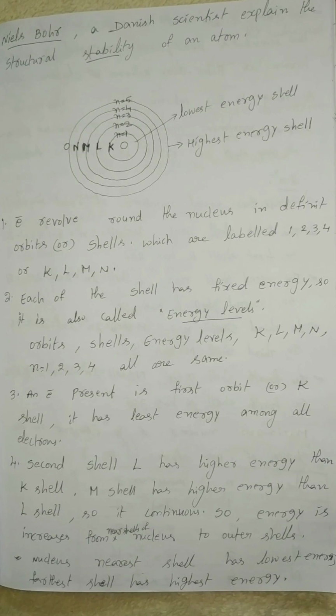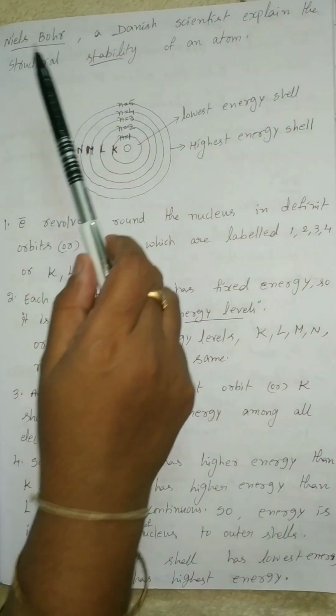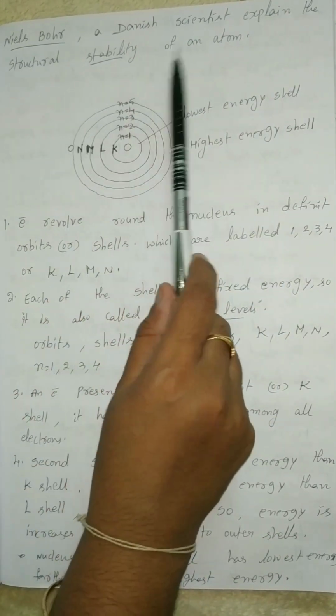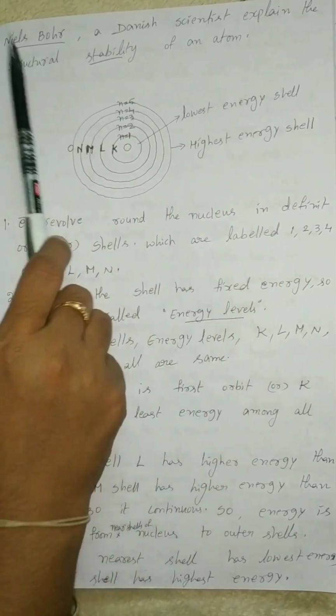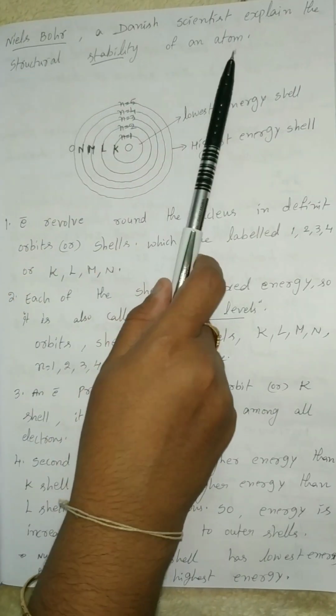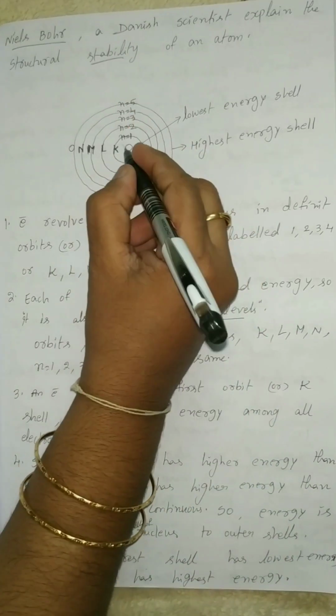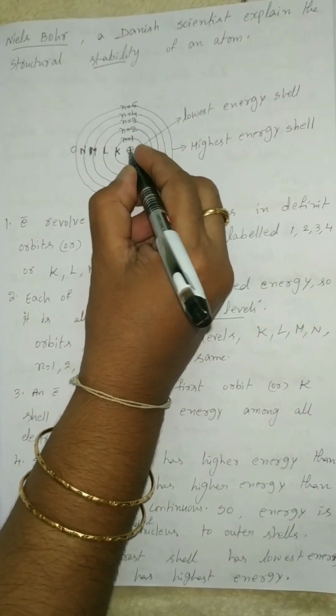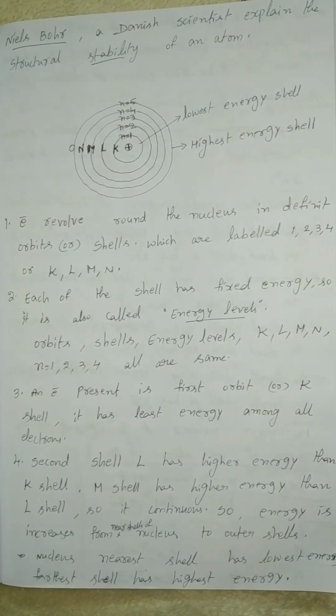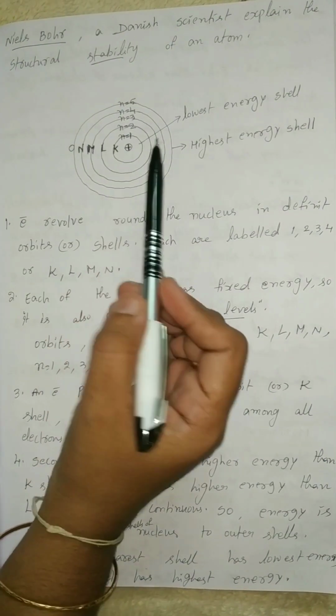Today I am teaching about chemistry, the structure of an atom. Niels Bohr, a Danish scientist, explained the structural stability of an atom. This is the nucleus. In the nucleus we know that nucleons are present. Nucleons means both protons and neutrons in the nucleus.